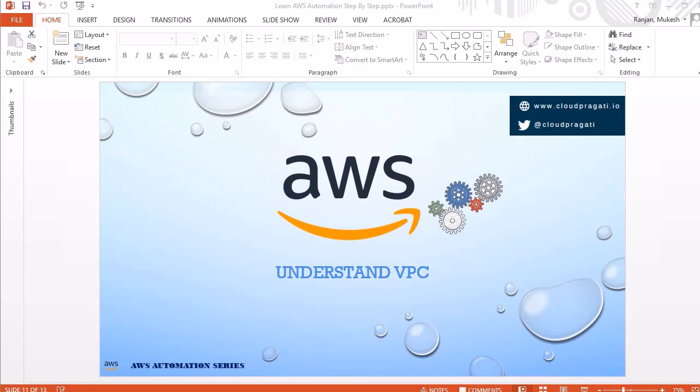In this session we are going to look into virtual private cloud, and we will understand what actually a virtual private cloud is and what the components involved in designing it are. So let's jump into the discussion.